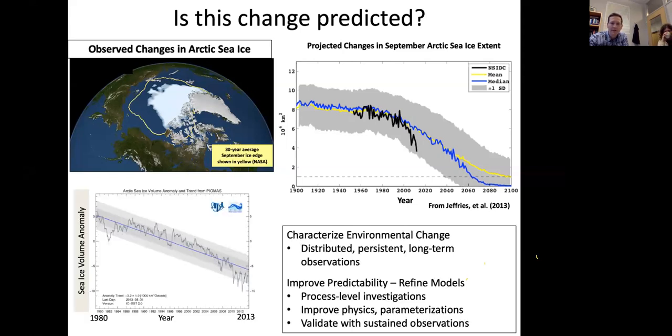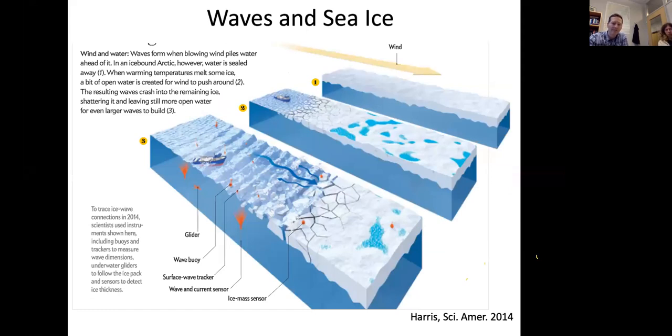So I think I'll skip these and move right on just to this schematic. The schematic was developed by Mark Harris, who came into the field with us in the summer of 2014 as an embedded journalist and was a participant in all of our field work. And then he wrote a piece in Scientific American.